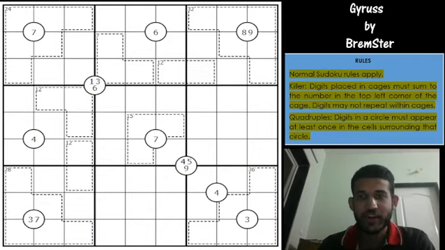I'm Kishore and today I'm going to solve a Sudoku called Gyruss. This was created by BremSter. BremSter is a wonderful Sudoku constructor and is known for his tough creations. Having solved some of his Sudokus in the past, I've found most of them to be hard and really challenging to solve. So I thought of doing a live solve on this variant.